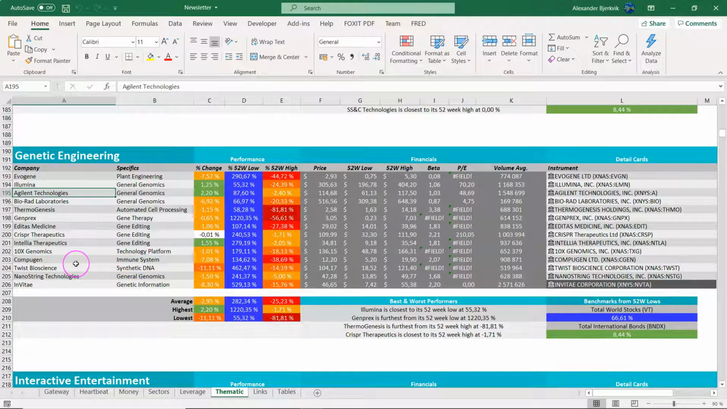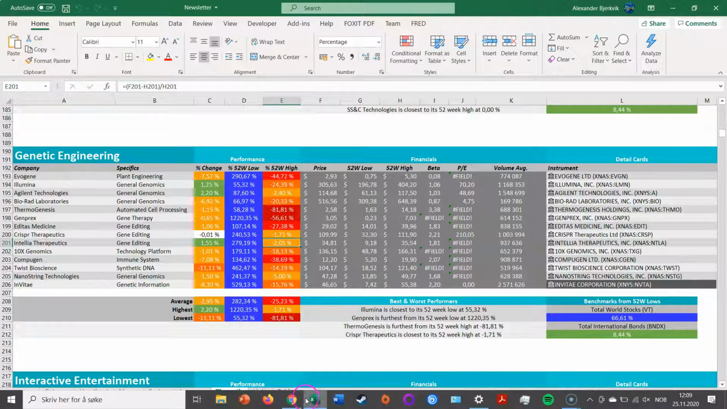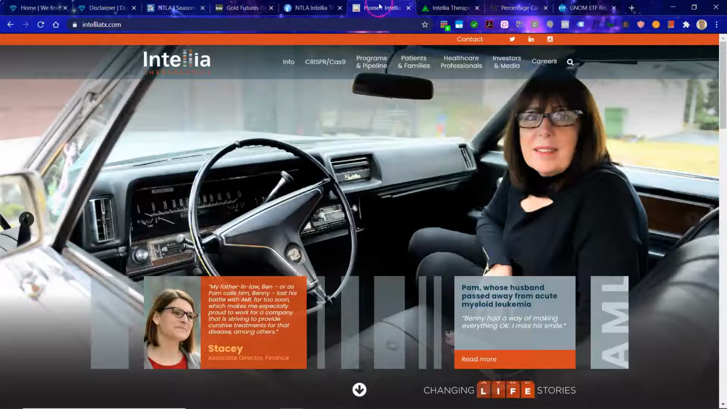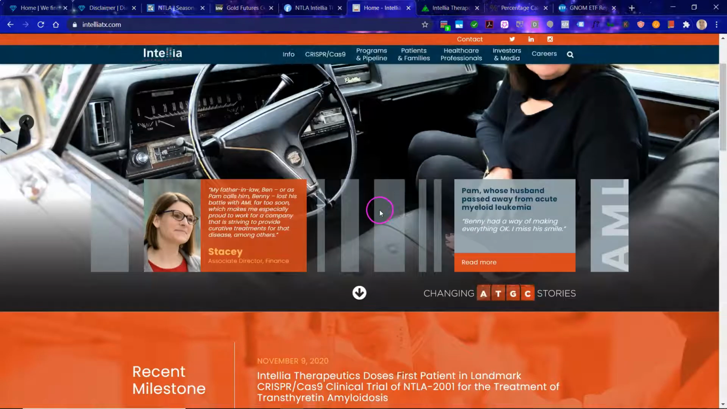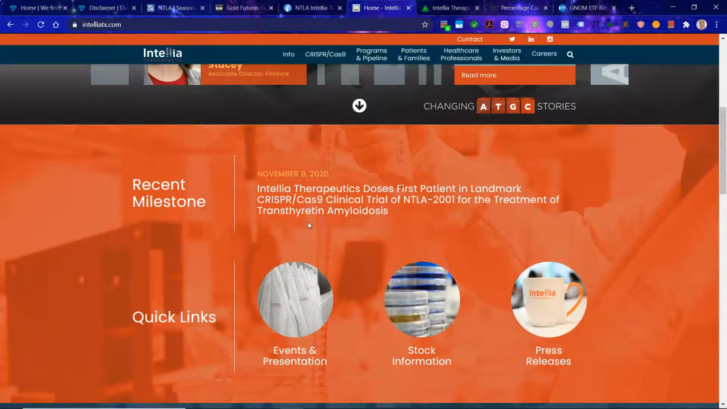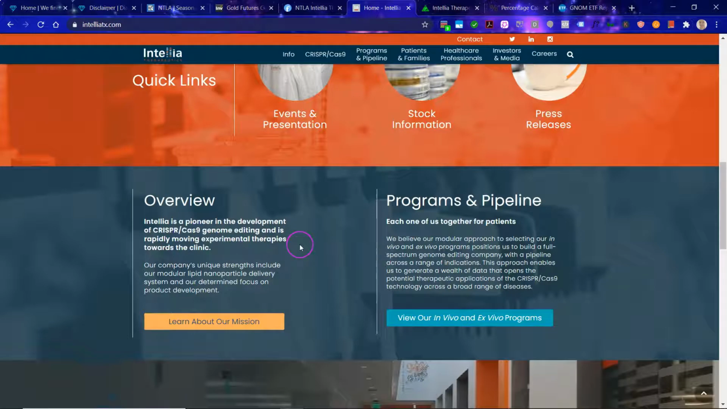We will specifically look at Intellia Therapeutics in this video. So they are into gene editing. Pretty good performance, pretty close here to 52-week highs. If we go here, you can see the company's website, a nice modern page. Okay, so if we go here to the overview, Intellia is a pioneer in the development of CRISPR-Cas9 genome editing and is rapidly moving experimental therapies towards the clinic.